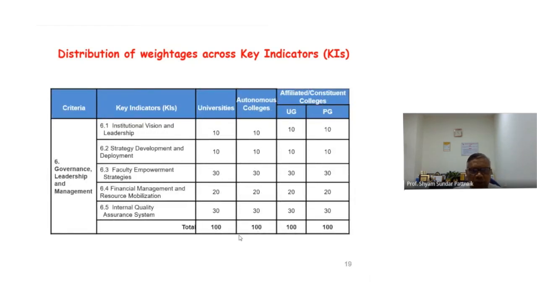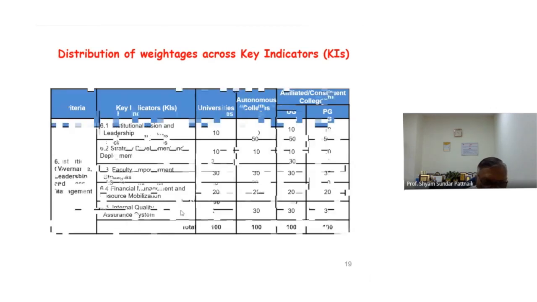Governance leadership, if you see, is more or less the same for almost all the places, and the voting is for a total of 100 marks. So that is the way the institute vision and leadership is assessed. Strategy development: yesterday I was telling that you should have a strategy document for yourself. Faculty empowerment strategy, like how you are having a plan. Even staff empowerment is also seen nowadays. So these are the internal quality assurance system that IQAC must be functional. So that's the way it is there.